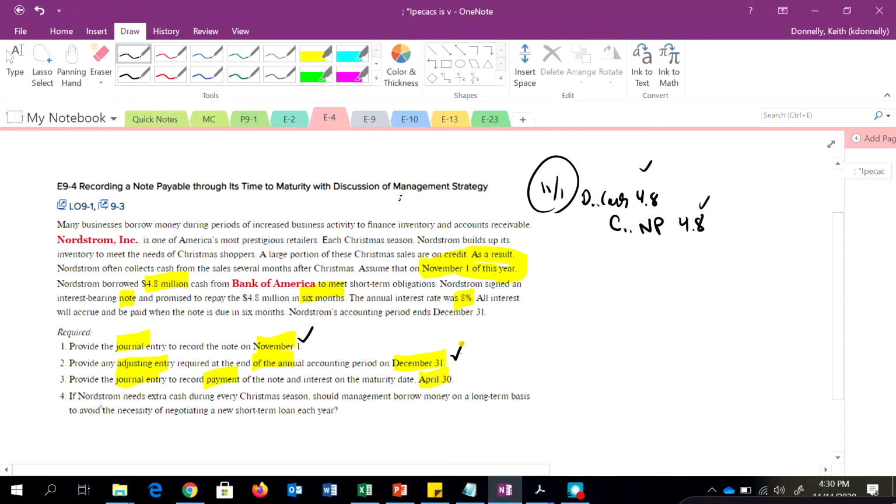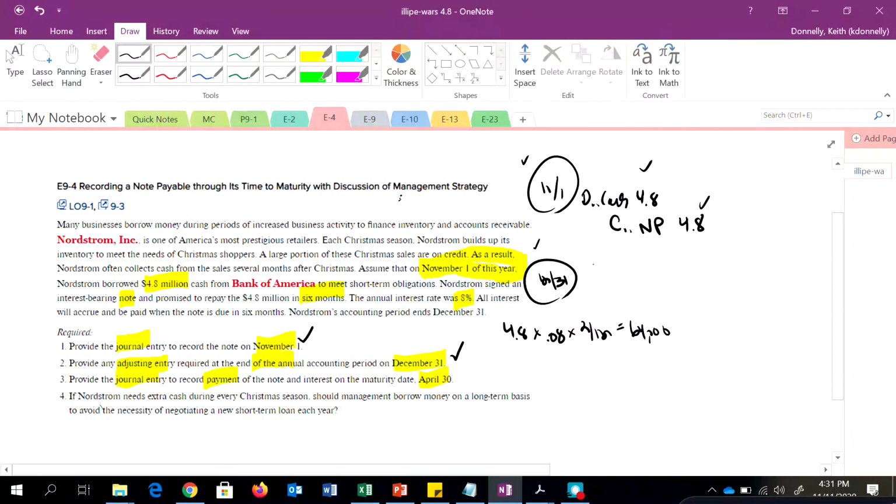Now they want the adjusting journal entry on 12/31. So what that is 2 months later, right? We got November and we got December. 2 months have passed. When they say adjusting journal entry, they want us to accrue interest. So we take the 4.8 million we borrowed times the 8% interest rate, and we know 2 out of the 12 months have passed because it was November and December. That'll get us 64,000.